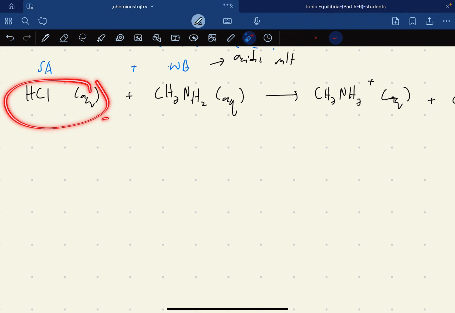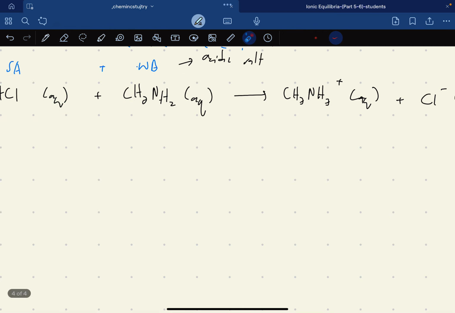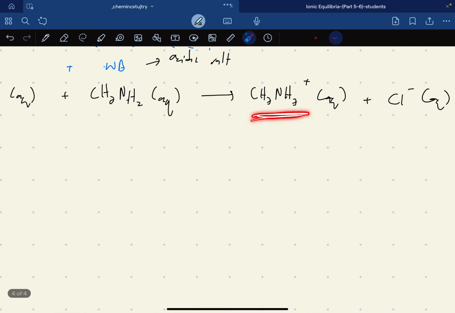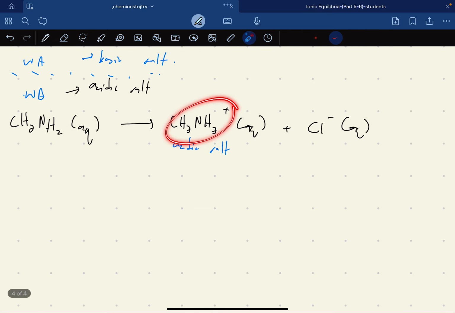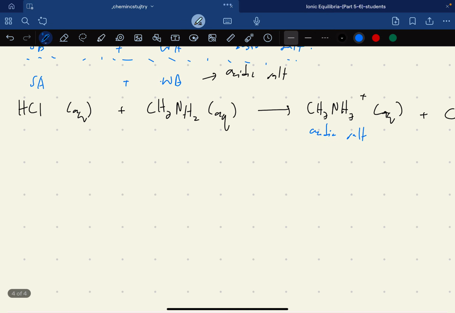Okay, but now we have a strong acid, which is HCl. HCl is a strong acid. How do you know? You have to memorize the strong acids, but HCl is easy, right? Methylamine is a weak base because it has a Kb value. So our acidic salt is this one. This is our acidic salt here. Okay, acidic salt. And this is what will help us find the pH.